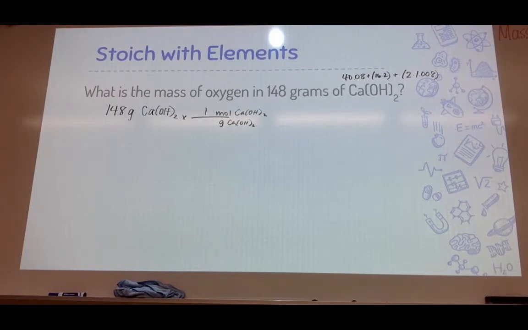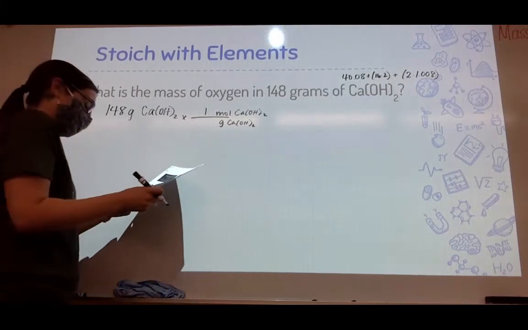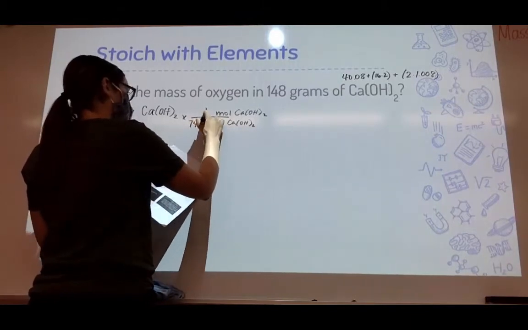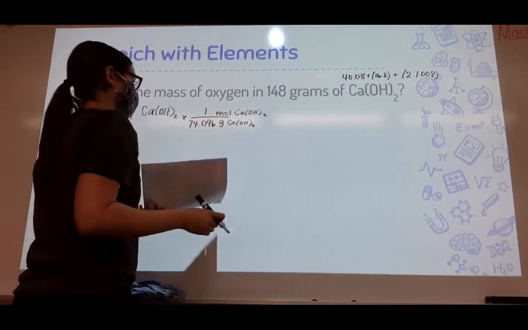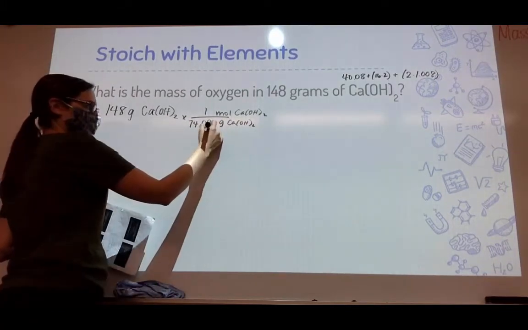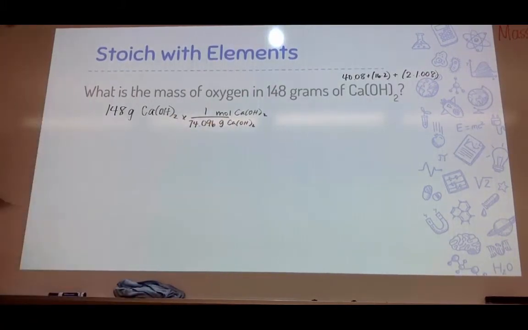That yellow periodic table is the exact periodic table you're going to get on every quiz and every test. On Wednesday's test, you're going to have a laminated version of that periodic table. And when you add everything up, I got 74.096 grams. That's the molar mass of calcium hydroxide.